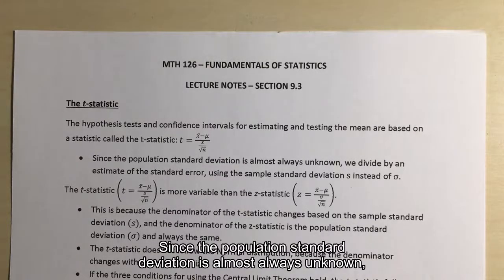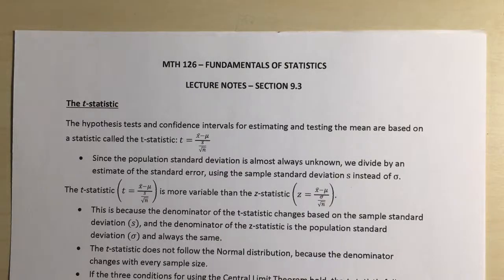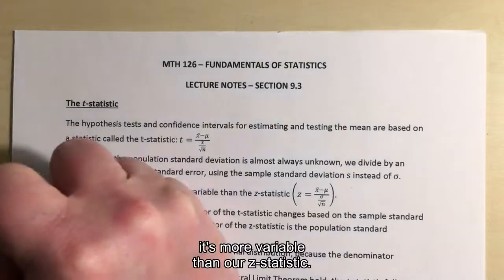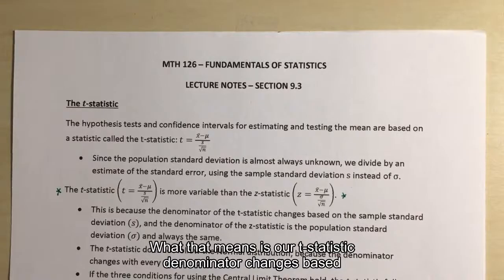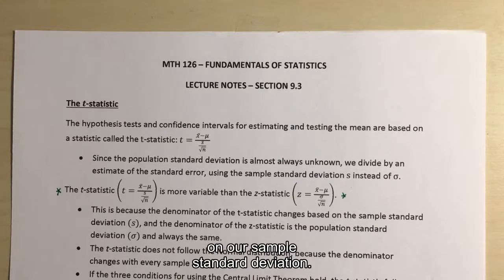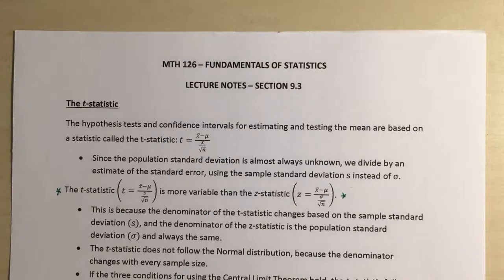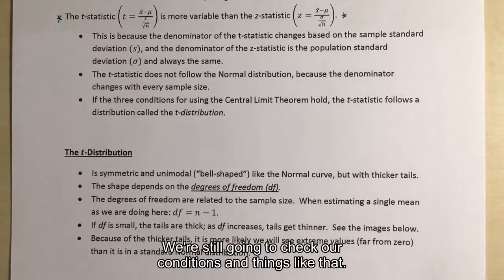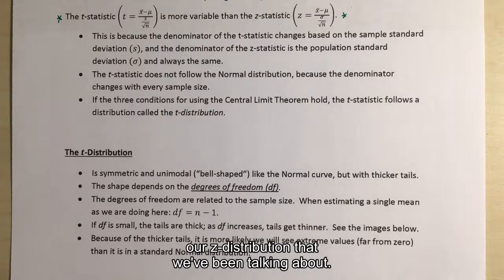Since the population standard deviation is almost always unknown, we're going to divide by an estimate of the standard error using our sample standard deviation. The big difference is our T-statistic is more variable than our Z-statistic. So what that means is our T-statistic denominator changes based on our sample standard deviation. The T-statistic does not follow the normal distribution. So it changes a little bit. There's a little bit more variation when we're using our T-distribution. So we're still going to check our conditions and things like that, but just remember our T-distribution is slightly different than our Z-distribution that we've been talking about.